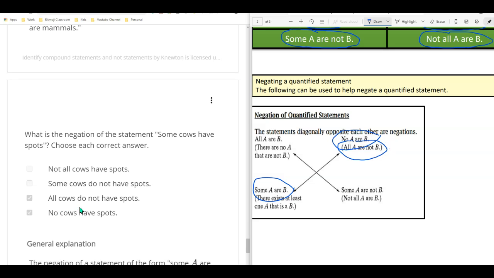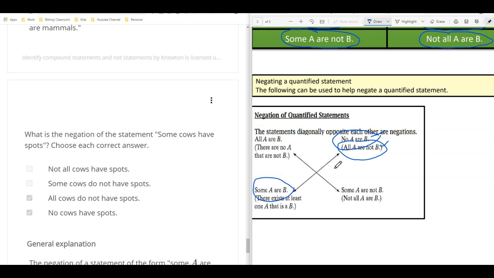And what is another way of saying no A are B? All A are not B. So all curves do not have spots. Do you see that? It's this and this. Always have this diagram with you when you're doing negation, because even I tend to get confused sometimes because of the terminology. So I always have to have this diagram when I'm doing it.